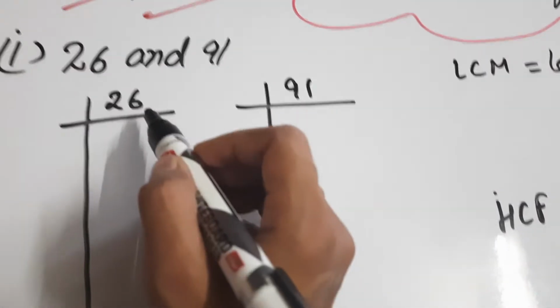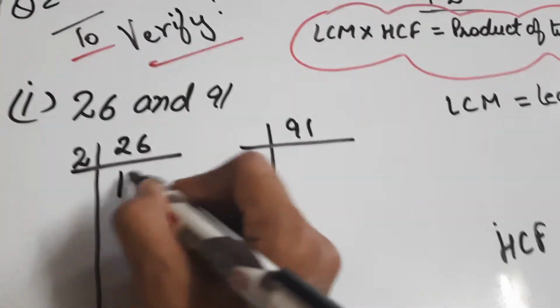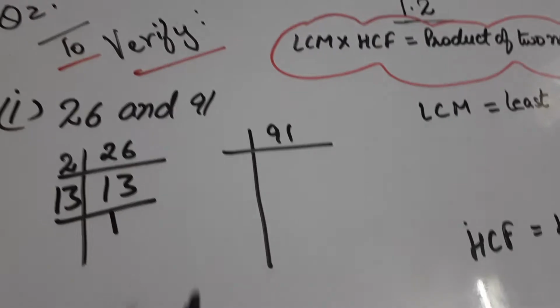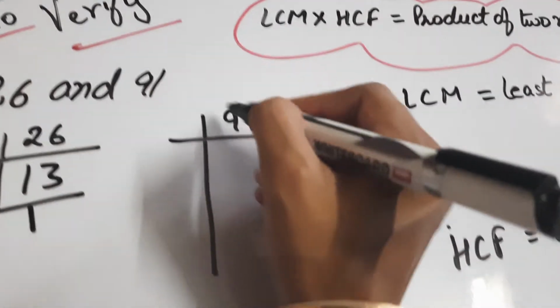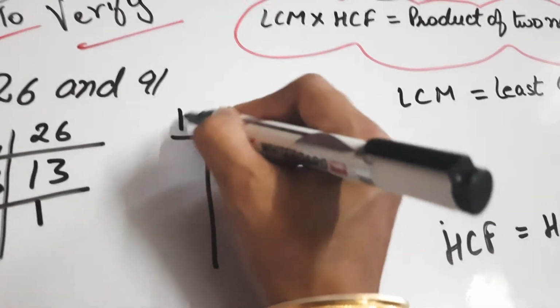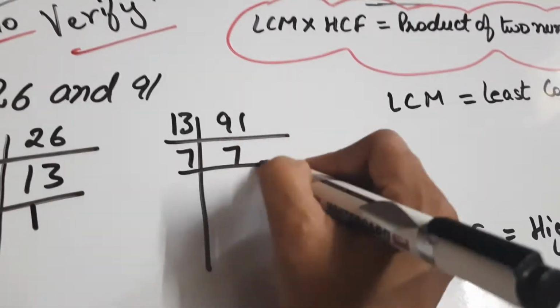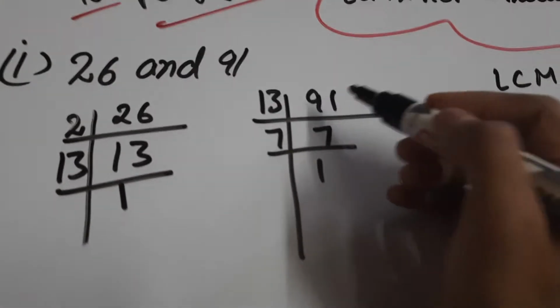So 26 is the number, it is even, so let us divide it by 2. 2 ones are 2, 13. 13 is prime, so it is divisible by only 13. So these are the prime factors of 26. And 91, it is divisible by 13. 13 7s are 91, 7 ones are 7. So these are the prime factors of 91.